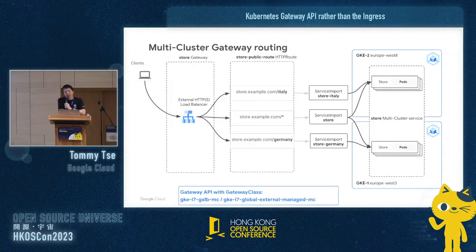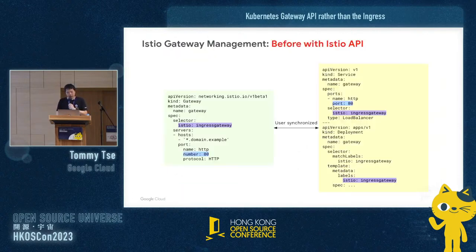Before I talk about the Istio part, I just want to mention that today at GCP, you can do multi-cluster gateway routing. So you can have multiple clusters, maybe one running in Europe West 8, the other one running in Europe West 3. So some traffic would go to Italy, some would go to Germany, but for the same store. You can use the same load balancer, the same gateway, but have different routing to different clusters. This is more of an advanced feature for gateway API on GCP.